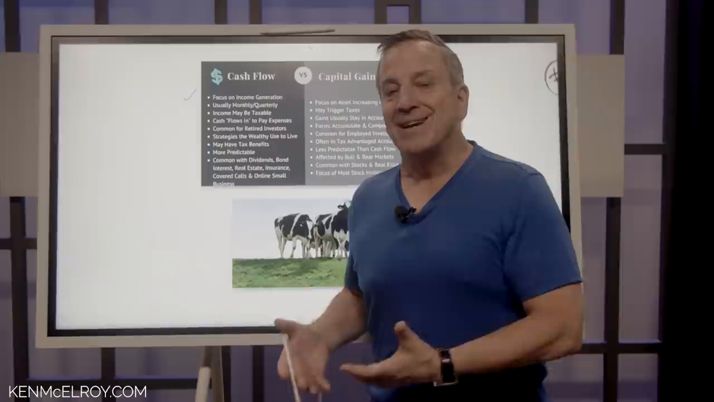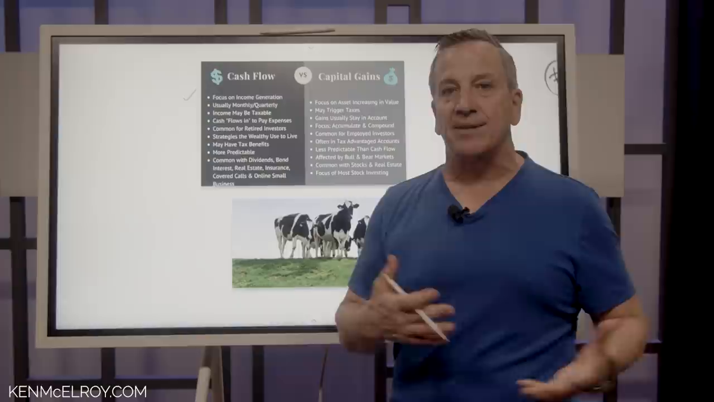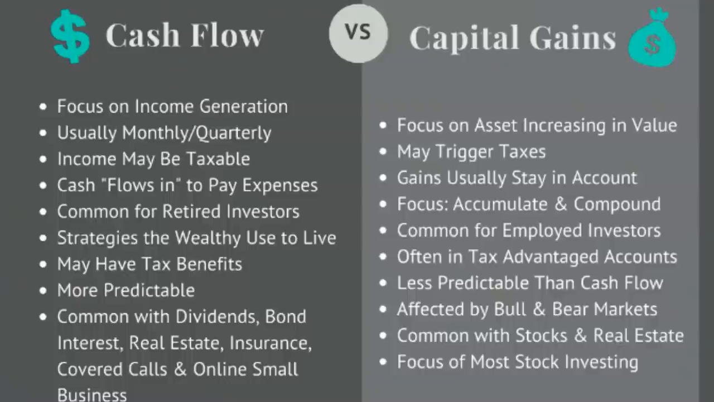And over here on the capital gains side, how do you manage Bitcoin? How do you manage stocks? You guys know the difference there. So these are typically more predictable. On the capital gain side, you're usually focused on increasing the value of some kind of asset that you're involved in. You might have higher taxes over here, and the gains usually stay in the account. In other words, you're not really cash flowing on this side of the equation. And these strategies are typical for employed investors.